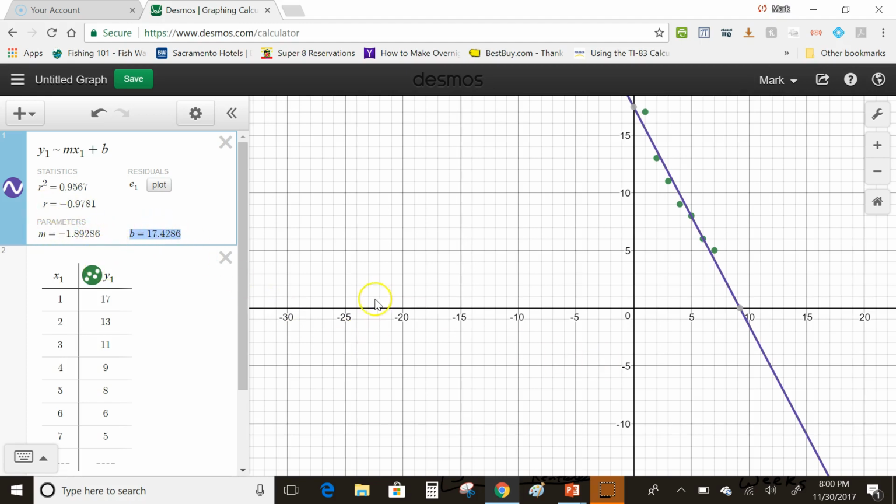So if I'm going to write my equation, I should have double checked my data, so I'm going to double check it right now just to make sure I had all my points right. 1,17; 2,13; 3,11; 4,9; 5,8; 6,6; 7,5. Okay, so I've got all my points accurate. This right here is my equation. My equation would be y equals negative 1.89, to the nearest hundredth, times x, plus 17.43.